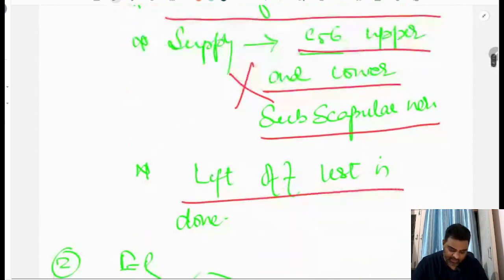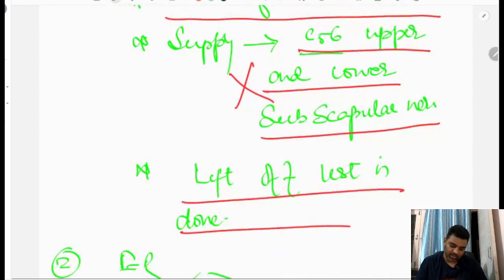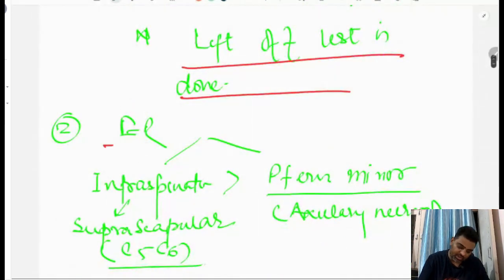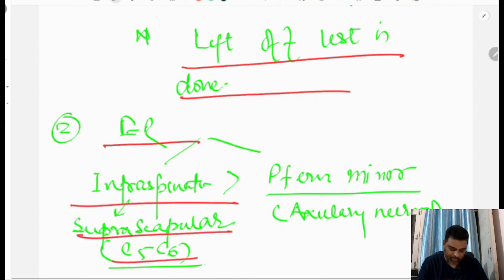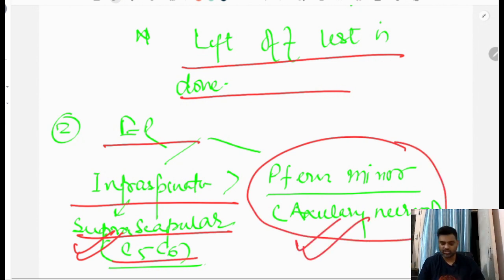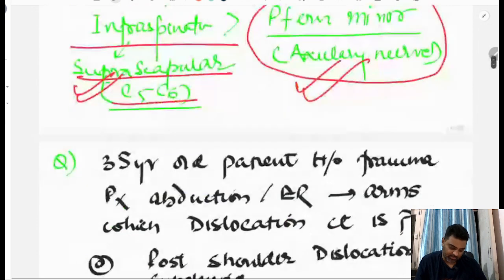Lift off test, this I have told you. There are two types of lift off test. Then external rotation is done by infraspinatus, supplied by the suprascapular nerve. This suprascapular nerve also supplies the supraspinatus muscle. And teres minor, which is the weak external rotator, is supplied by the axillary nerve. So all these MCQ points I have already explained.